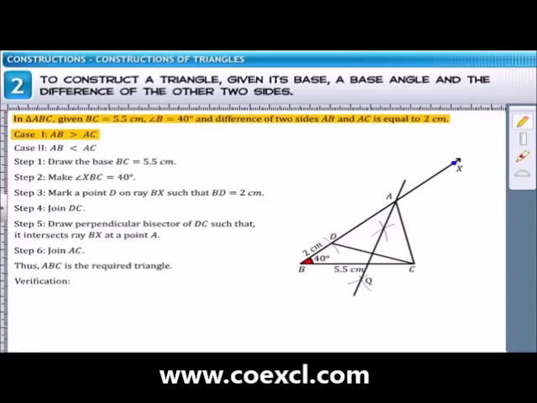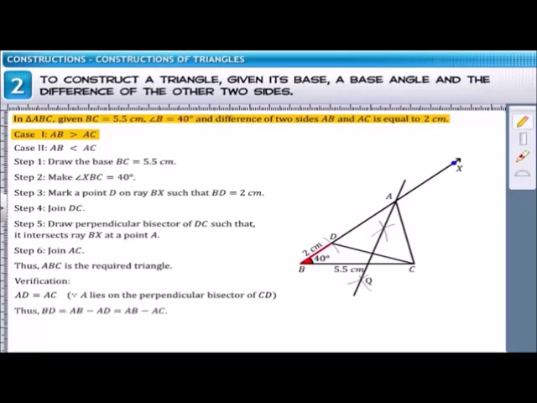We shall now verify whether the triangle we have drawn is the required triangle or not. AD is equal to AC, since point A lies on the perpendicular bisector of CD. Therefore, BD is equal to AB minus AC. Thus, the constructed triangle ABC is the required triangle.